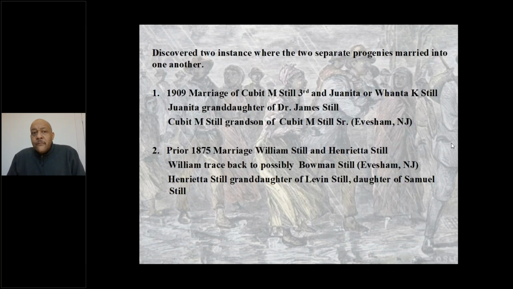So in my research, I discovered there were 2 instances where the two separate progenies married into one another. In 1909, the marriage of Cupid M. Still III and Juanetta Still. Juanita was a granddaughter of Dr. James Still, and Cupid M. Still was a grandson of Cupid M. Still Sr. of Eastham, New Jersey. And then there was a prior one in 1875, the marriage between a William Still and a Henrietta Still. William was traced back to possibly the Bowman Still family of Eastham, and Henrietta Still was a granddaughter of Levin Still, daughter of Samuel Still.